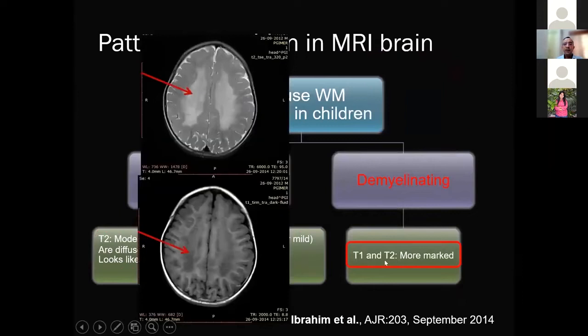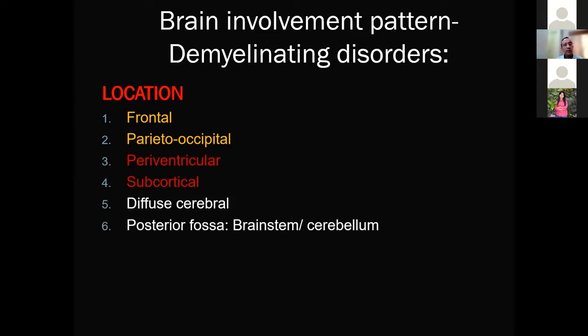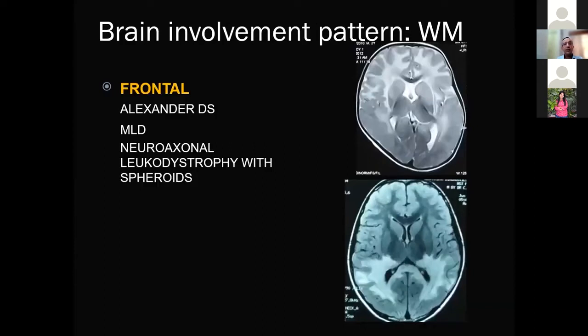In contrast, in demyelinating disorders, the T1 and T2 changes are more marked, that is, there is more hyperintensity on T2 and more hypointensity on T1 weighted images. In demyelinating disorders, look for whether there is an anterior gradient, the frontal predominance, or a parieto-occipital predominance, whether it is in the periventricular region or in the subcortical region, or whether they are diffusely involving the whole of the cerebral white matter or have a predilection to involve the brainstem or the cerebellum. Frontal predominance may be seen in diseases like Alexander disease.